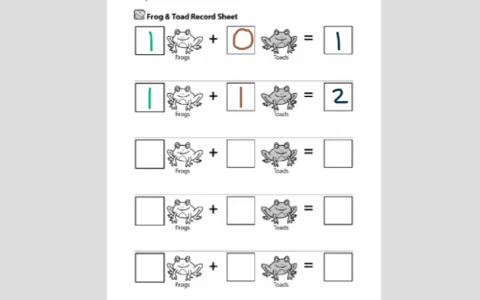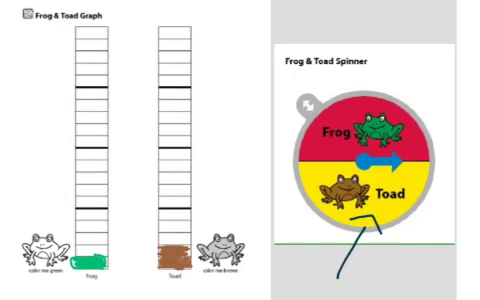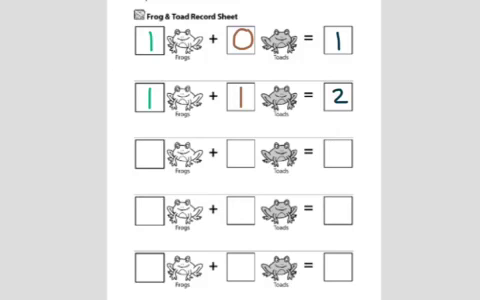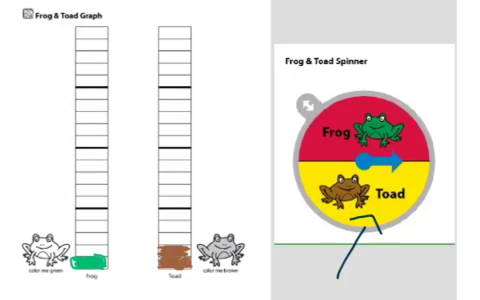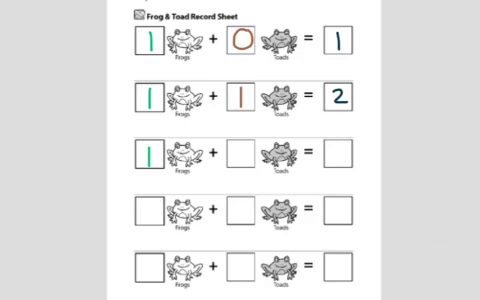The first day, we wrote 1 frog plus 0 toads equals 1. The second day, we wrote 1 frog plus 1 toad equals 2. Today we're going to write a new number sentence. How many frogs do we have? Still 1. How many toads do we have? Now we have 2 toads. So we have 1 plus 2 equals, if you said 3, you're right. 1 plus 2 equals 3. Tomorrow we'll write a new number sentence to match our new graph.